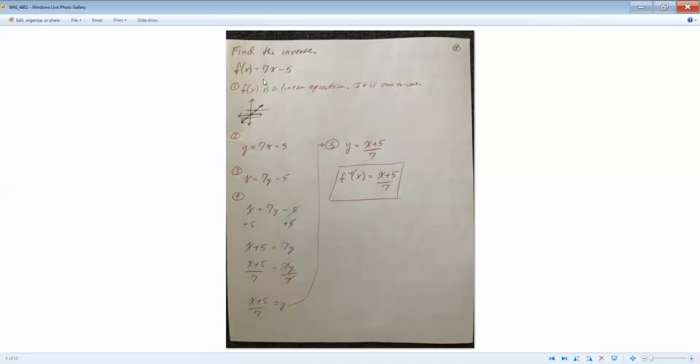All right, so f of x is equal to 7x minus 5. We want to find the inverse of that. So first, we recognize that if we were to graph this, it is a linear equation. So that means it is one-to-one by the horizontal line test. Next step, we take f of x and plug in y. Third step, we interchange x and y. So in the fourth step, we solve for y: add 5 to both sides, then divide by 7. And y is equal to x plus 5 over 7. Finally, you will replace y with f inverse of x. So that would be the inverse function.